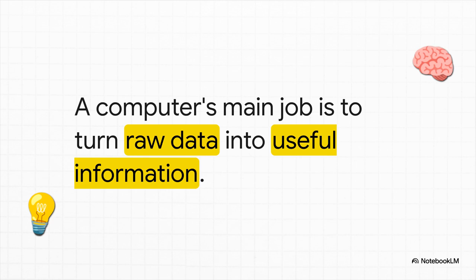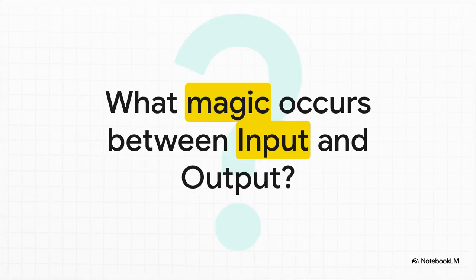That transformation is computing. So we've seen the beginning of the journey and the end of the journey. We know how raw data gets in and how useful information comes out. But what about all that magic that happens in between? What are the storage unit and the CPU actually doing in there? Well, that is a fantastic question for our next explainer.